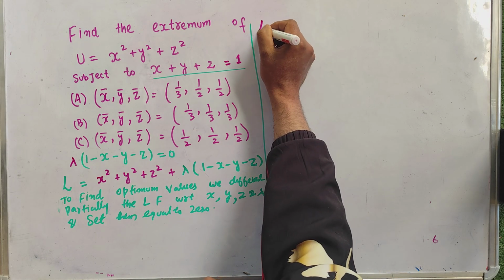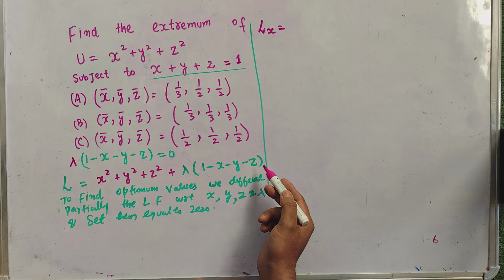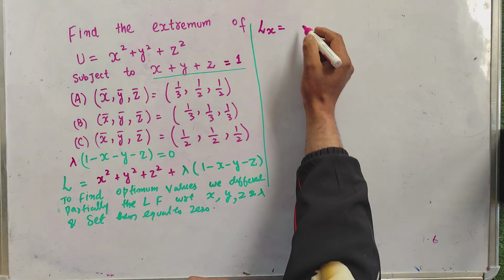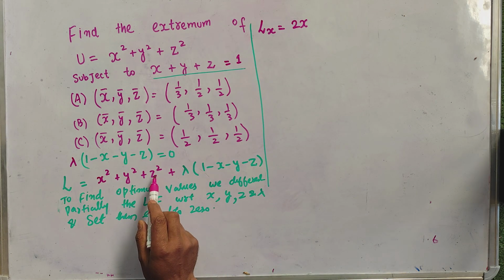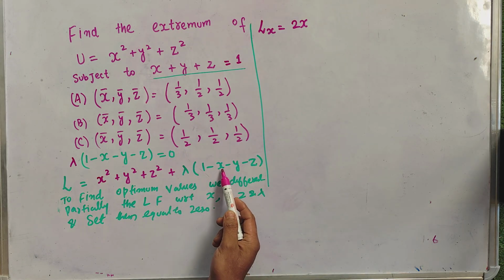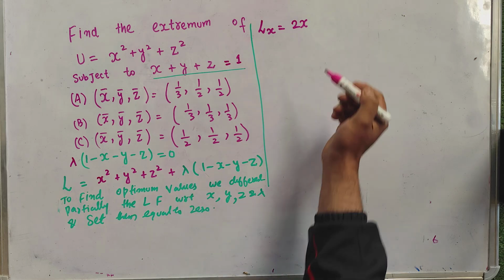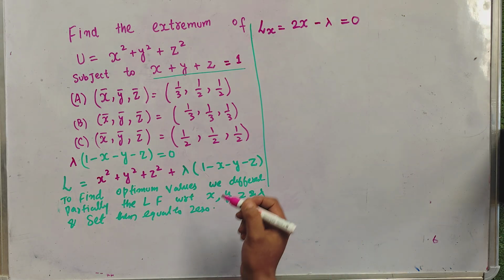So L subscript x means the partial derivative of this Lagrangian function with respect to x. Derivative of x square will be 2x, and derivative of y square is 0, z square is 0 because we are taking the partials. Now in this case derivative of x is minus 1, so we have minus 1 times lambda is minus lambda, and we set it equal to 0.